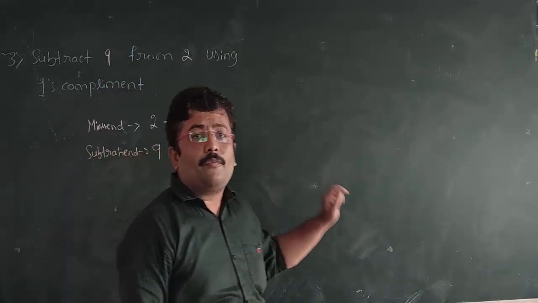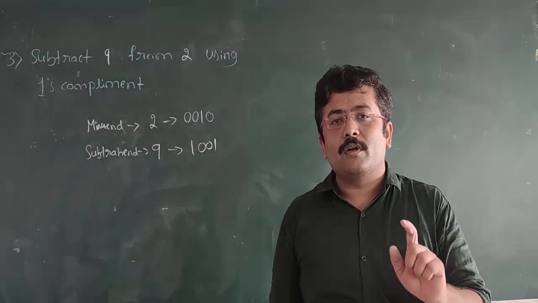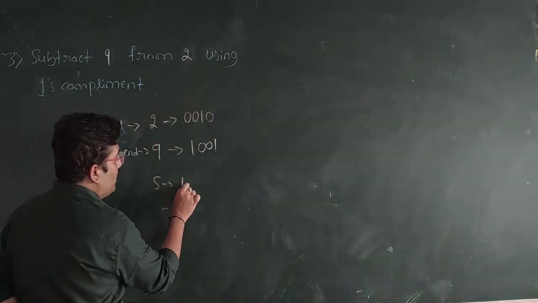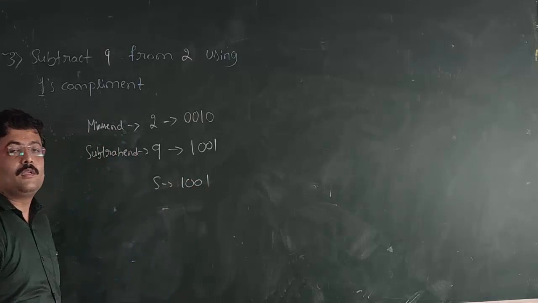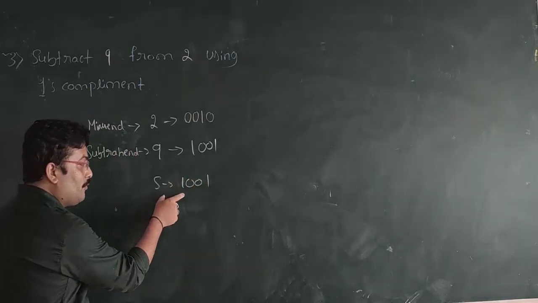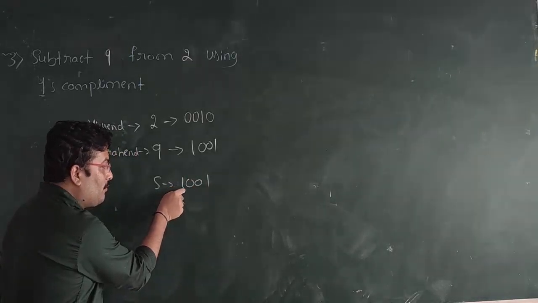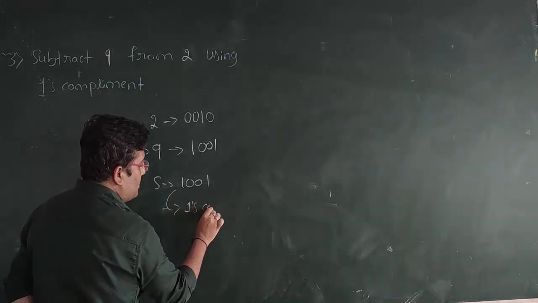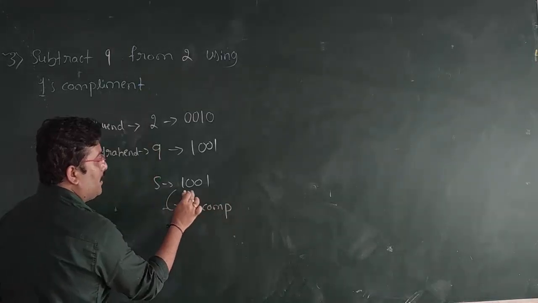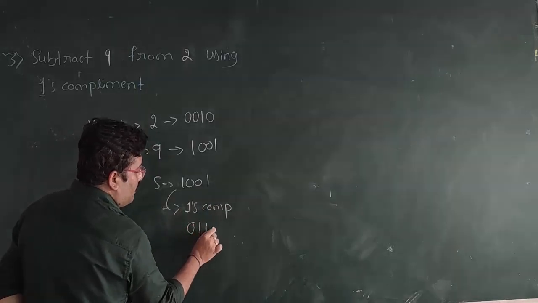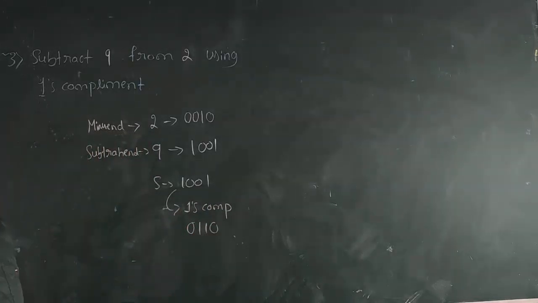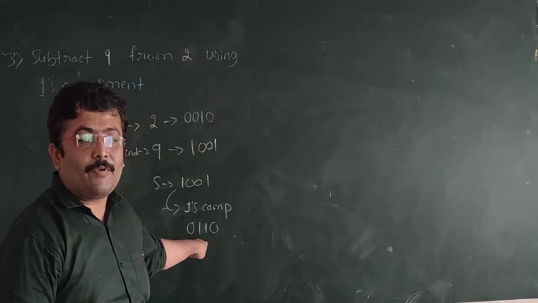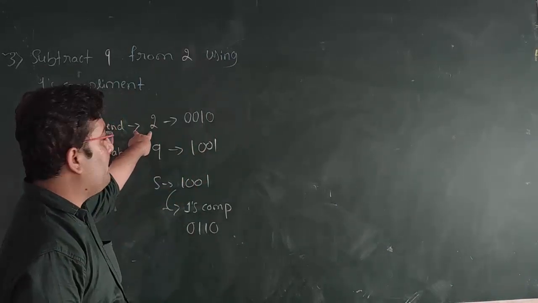For subtraction of 9 from 2 using ones complement, the first step is to find the ones complement of the subtrahend. My subtrahend value is 1001. So the first step is to form the ones complement of this subtrahend. The ones complement of this is 0110. And step 2 is to add this ones complement value to the minuend.